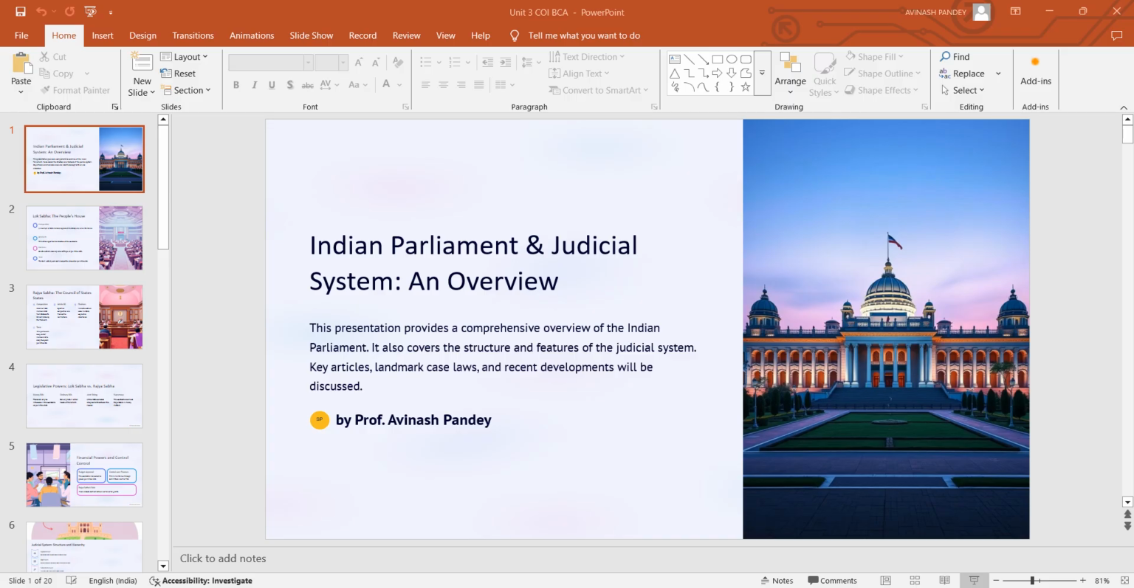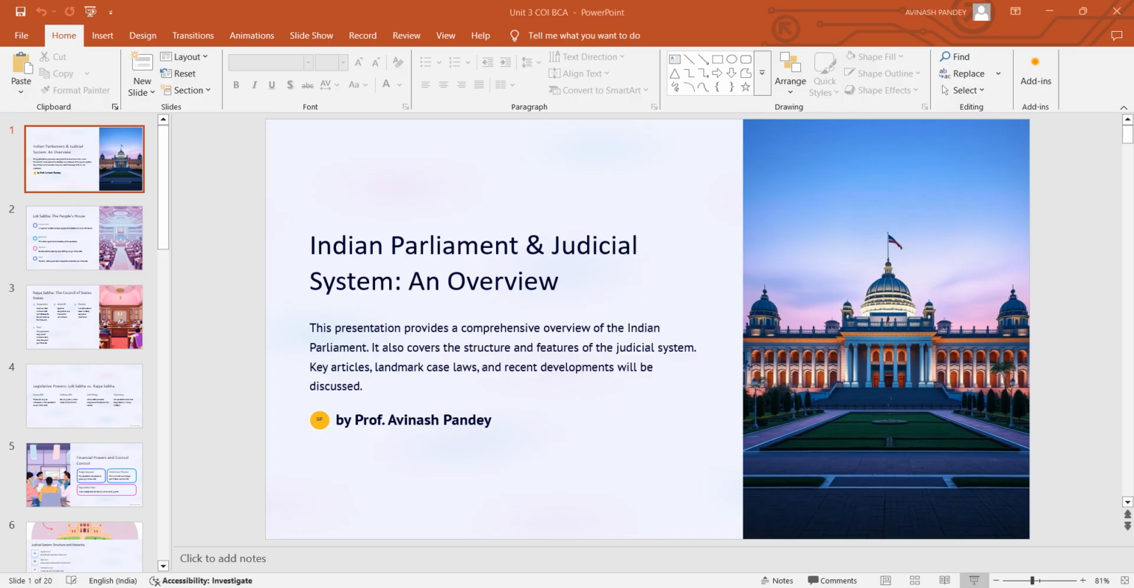Now, fundamental rights and judicial review. Article 13 says that state laws conflicting with fundamental rights are void. Judicial review examines legislative and executive actions, and Kesavananda Bharati versus State of Kerala is, I would say, the number one landmark case law in the history of India because it established the basic structure doctrine, and it is a 13-judge bench judgment.